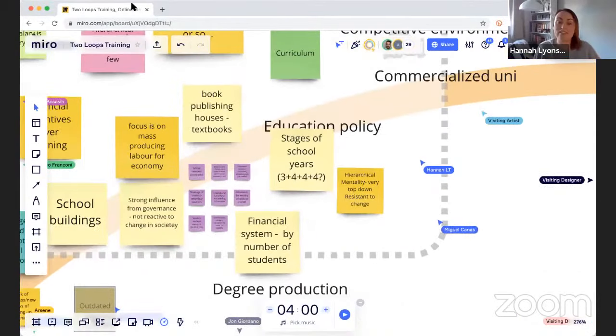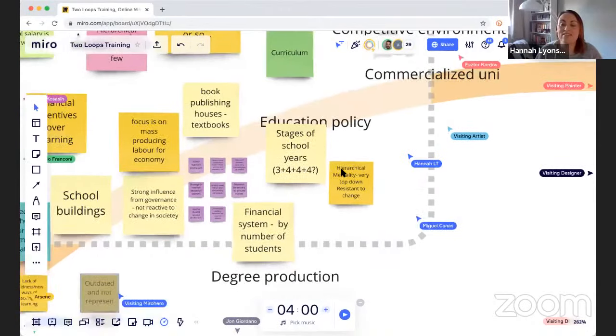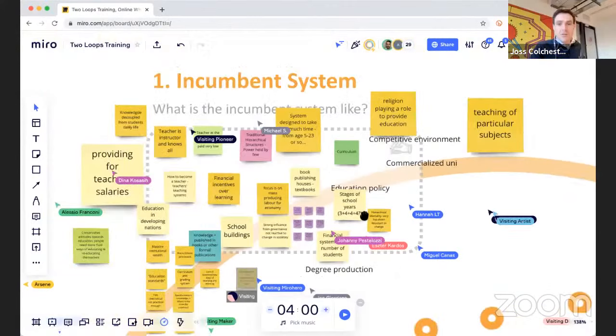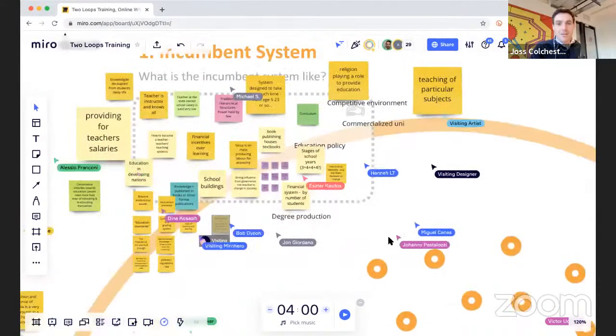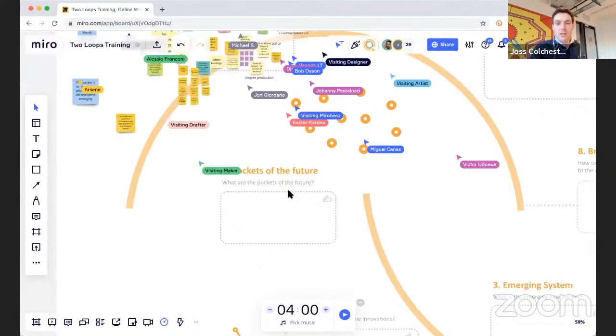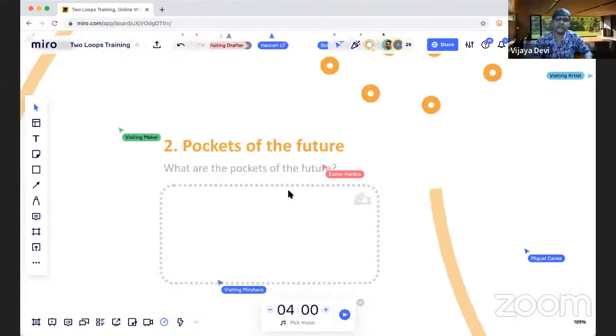So I guess we're at time on this one. Vijaya, do you want to walk through the next section? Okay. Yeah, some great contribution there. We didn't get to it all, but thank you very much for sharing. Okay, so Vijaya. Yeah, thanks, Hannah.